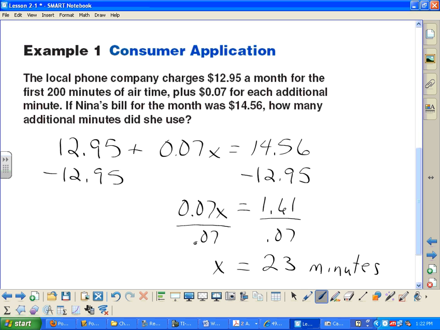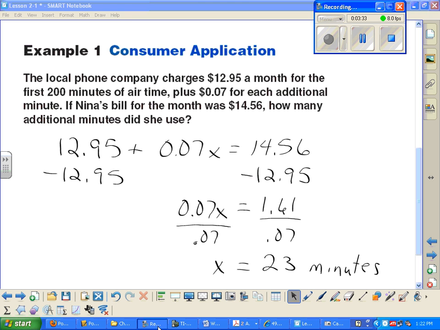So with this problem, you can write an equation to solve it, but if you can solve it without an equation, because it doesn't say that you have to write one, then you can go ahead and do that.